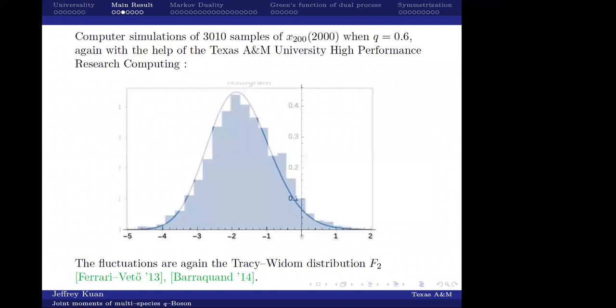Again, I just ran the Texas A&M supercomputer for an hour. For q-TASEP, we're looking at the 200th rightmost particle at time 2000. And again, the fluctuations are the Tracy-Widom distribution. This was proven by Ferrari and Vető in 2013, and they have some technical conditions. A year later, Guillaume Barraquand removed the technical conditions, and I think he actually considers a slightly more general model where you have two speeds of particles.